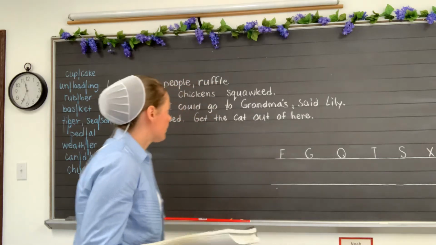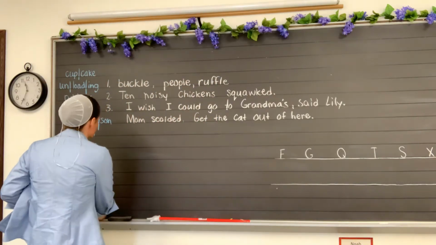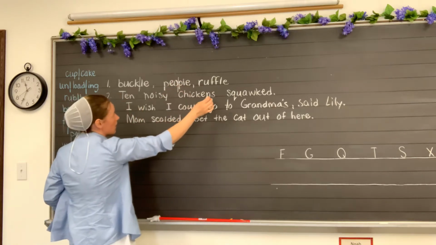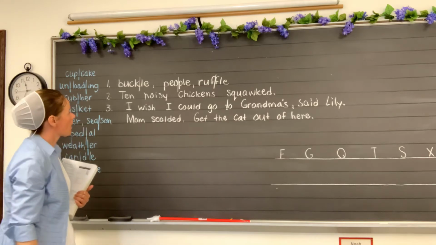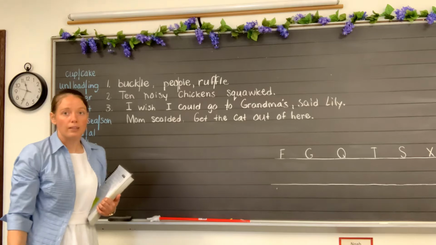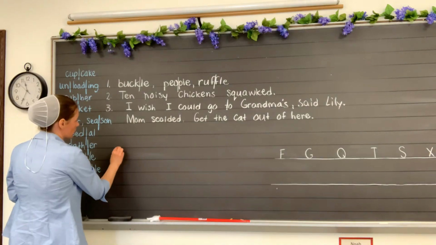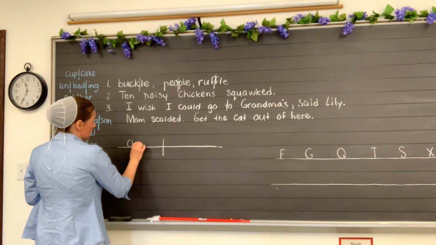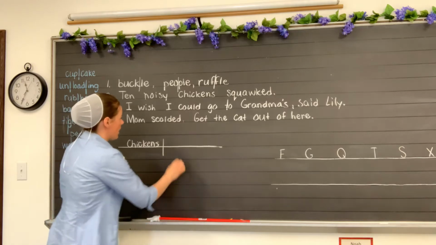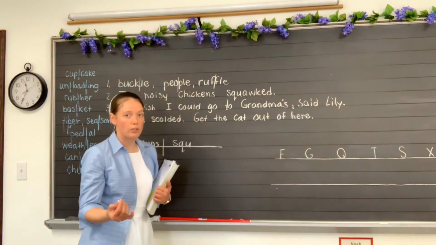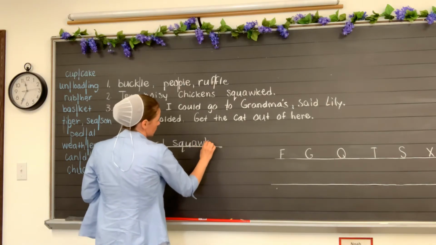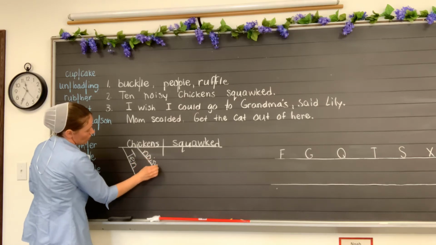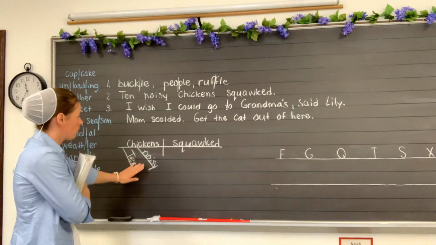Okay, and let's look now over here at these sentences on the board. We have dividing syllables here. Buckle gets divided after CK, people after the vowel set, and ruffle between the two double consonants. Okay, number 2 says 10 noisy chickens squawked, and they want us to diagram that sentence, so we'll diagram it. So we have a line like this. Nouns always go on your left. Chickens is the noun, and squawked, it tells what the chickens did. So squawked is the verb. Verbs always go on the right. And then we have 2 describing words, 10 and noisy. They go underneath chickens because they describe chickens.